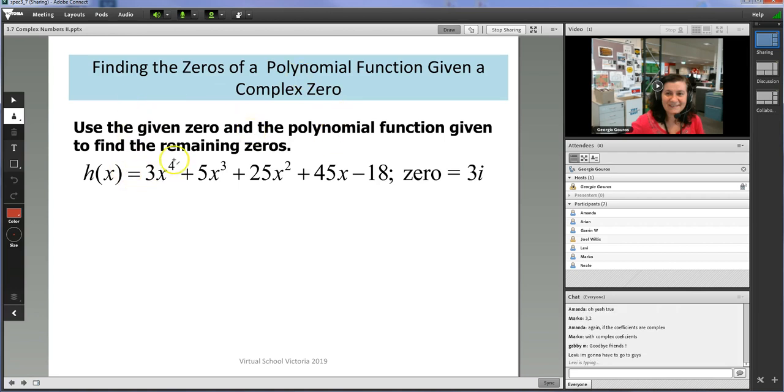Here's a quartic, x to the power of 4. So, if we're given one of the values, how many are we expecting? We're given one solution for this. It is 3i. Automatically, we should be able to work out what the other solution is.